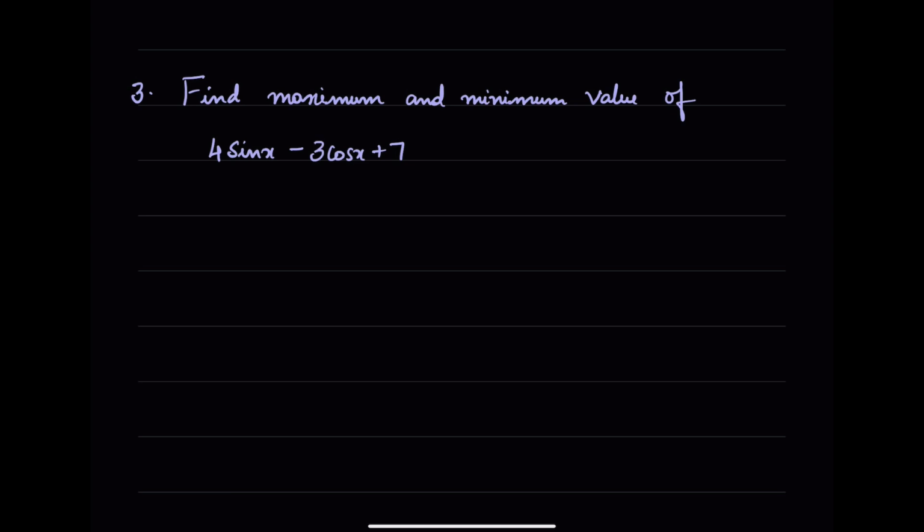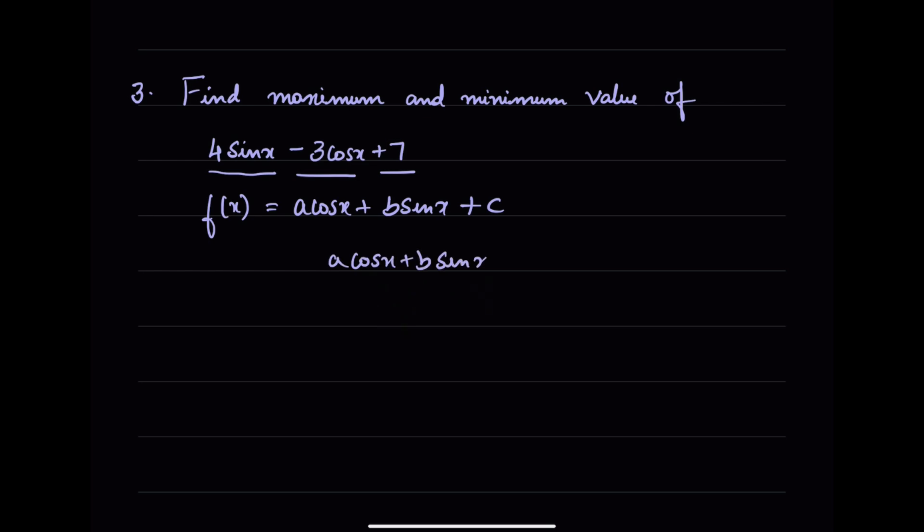The third question: we have to find the maximum and minimum value of 4 sin x minus 3 cos x plus 7. So this is of the format a cos x plus b sin x plus c. There is an additional constant here. Now we know that for a cos x plus b sin x, the maximum value is square root of a square plus b square, and the minimum value is minus square root of a square plus b square.